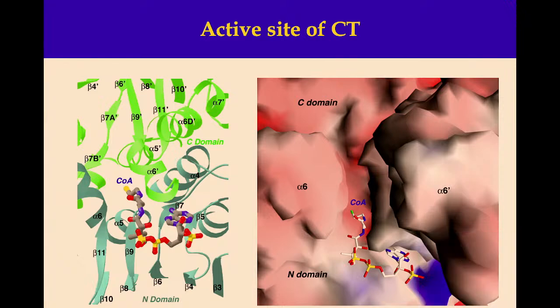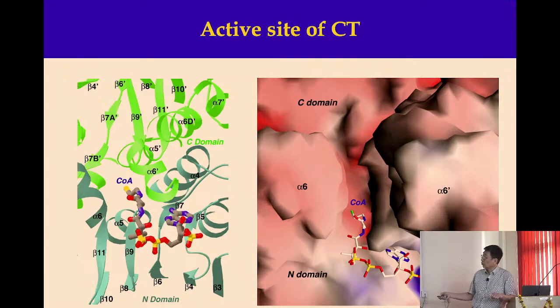So here is the CoA that we observed based on our structural analysis. Here's the N domain of one molecule, and the C domain of the second monomer. That's why there's a prime on all the labels, because it's actually a different monomer. And then you have CoA bound mostly to the N domain of this monomer, reaching right at the interface between the two molecules.